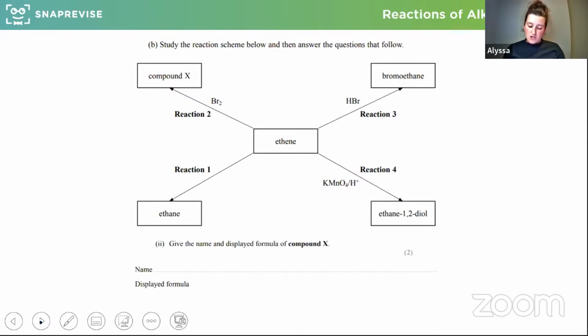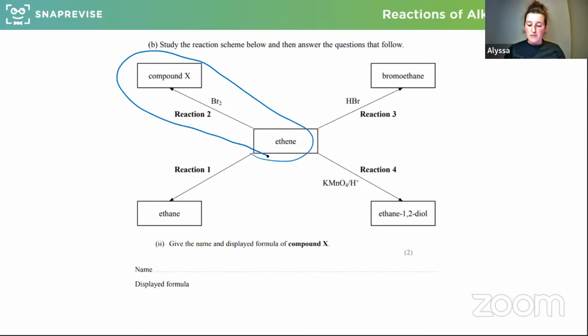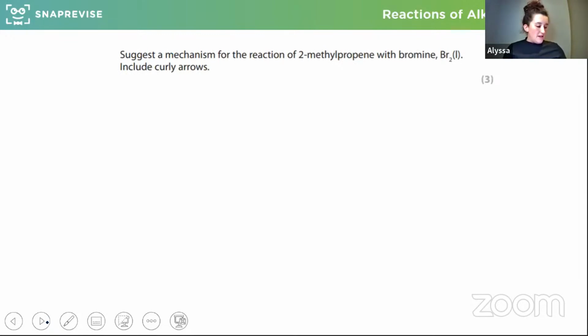The second question is compound X, so we've got ethene and we're adding bromine, so what are we going to add, what are we going to end up with, and then can you draw it? And then this final question is suggest a mechanism of 2-methylpropene with bromine. So we're about to have a look at this now, so we'll come back to this question in a minute perhaps.